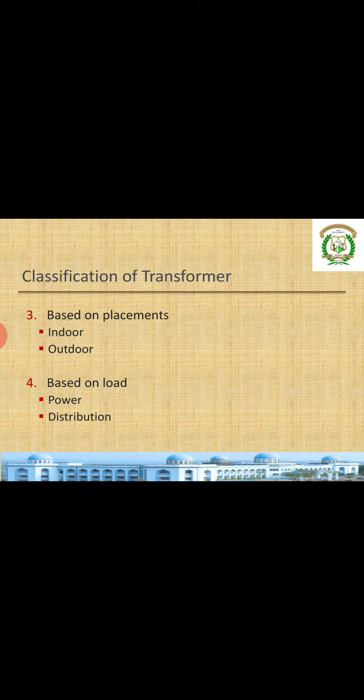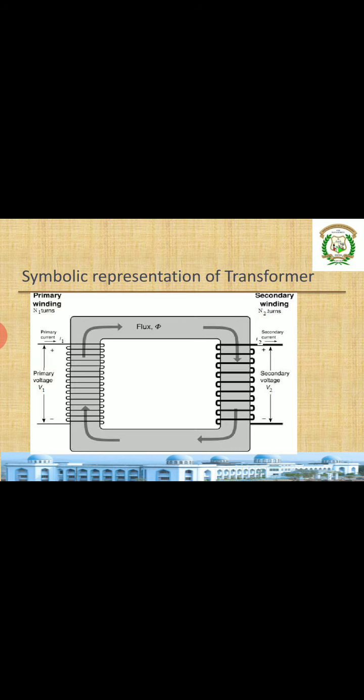Based on the load, transformers are once again classified as power transformers and distribution transformers. The big transformers rated in MVAs are called power transformers, used in generating stations, receiving stations and the like. Distribution transformers are usually at the utility side.